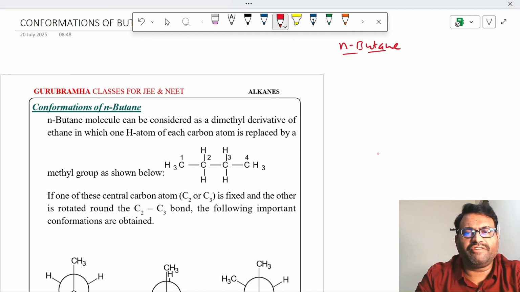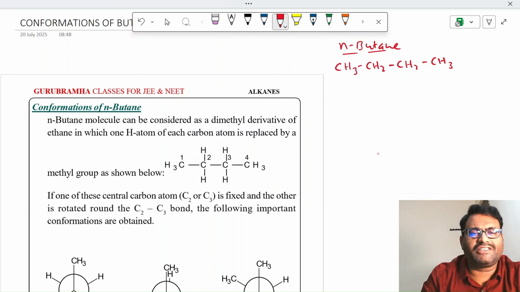Bute means 4 carbon atoms. If all the 4 carbon atoms are in a straight chain, CH3, CH2, CH2, CH3, without any branching, that is called N-butane. It can also be considered as a dimethyl derivative of ethane.